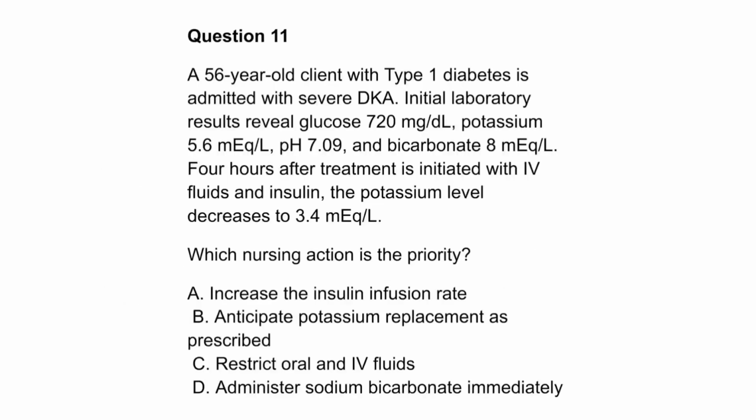Question 11. A 56-year-old client with type 1 diabetes is admitted with severe DKA. Initial laboratory results reveal glucose 720 mg per deciliter, potassium 5.6 milliequivalent/L, pH 7.09, and bicarbonate 8 milliequivalent/L. 4 hours after treatment is initiated with IV fluids and insulin, the potassium level decreases to 3.4 milliequivalent/L. Which nursing action is the priority?